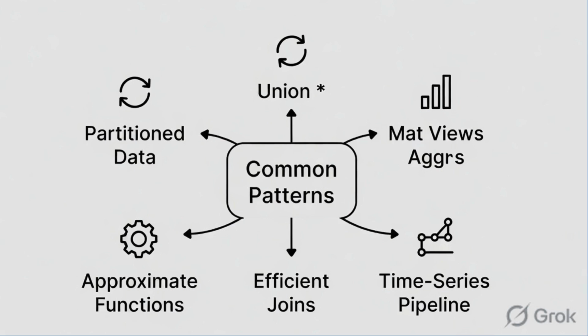These 5 patterns appear everywhere. Union asterisk ingests partitioned telemetry. Materialized views speed up dashboards. Time series pipeline detects anomalies and forecasts. Efficient joins enrich with context. Approximates keep scale affordable. Master this toolkit, and you can solve observability, security hunting, IoT monitoring, any high-volume analytics problem, with the same proven, battle-tested moves.